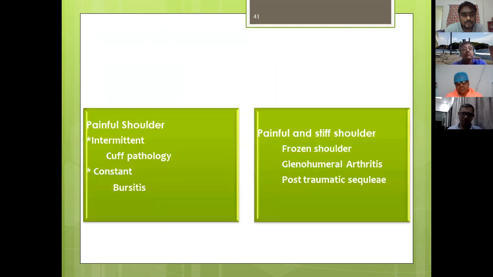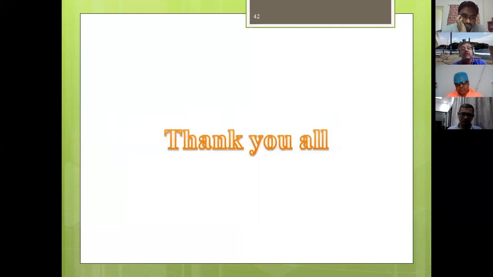And so painful shoulder, if it is intermittent, this may be due to cuff pathology. If it is constant, due to bursitis. And painful and stiff shoulder may be due to frozen shoulder, glenohumeral arthritis, or post-traumatic stiffness. So always keep it in mind. Thank you.